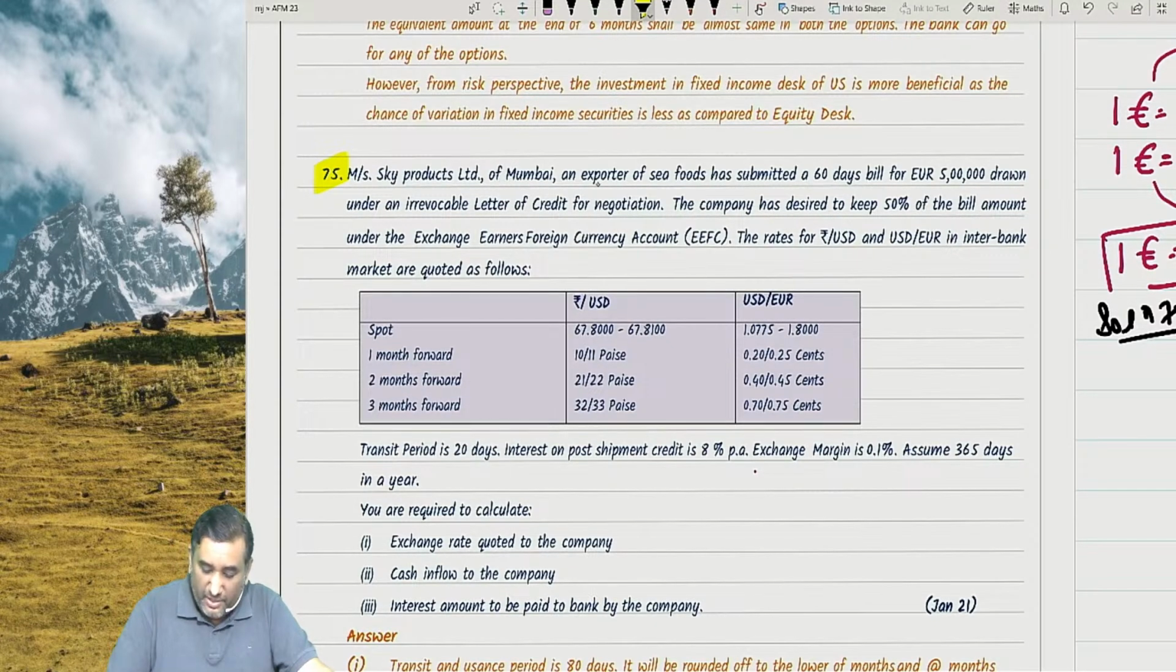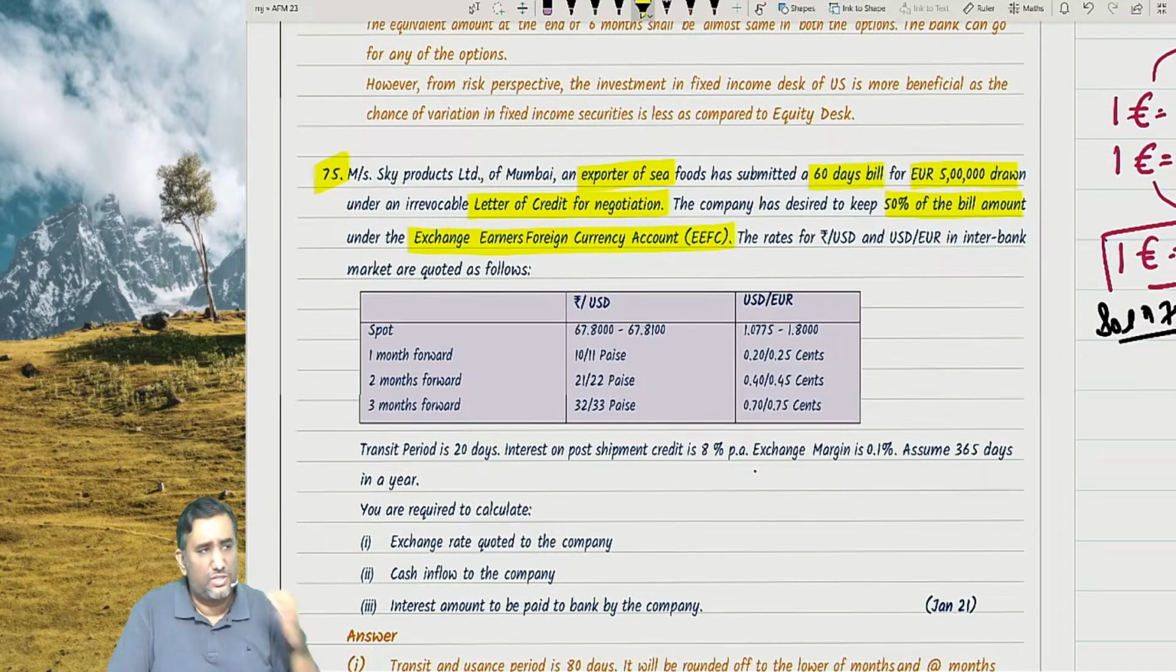Messrs. Sky Products Limited, Mumbai, an exporter of seafoods, has submitted a 60-day bill for 5 lakh drawn under the irrevocable letter of credit for negotiation. The company had desired to keep 50% of the bill amount in an EEFC account. This is a new term for you. EEFC account is basically an exchange earners currency account, in which he'll keep some amount so that it does not take time for him. For example, foreign currency can be utilized as and when desired. Otherwise, I go and convert, borrow, etc. Whatever I do, some amount I'll keep in the foreign currency account only, and whenever I want I can use it.